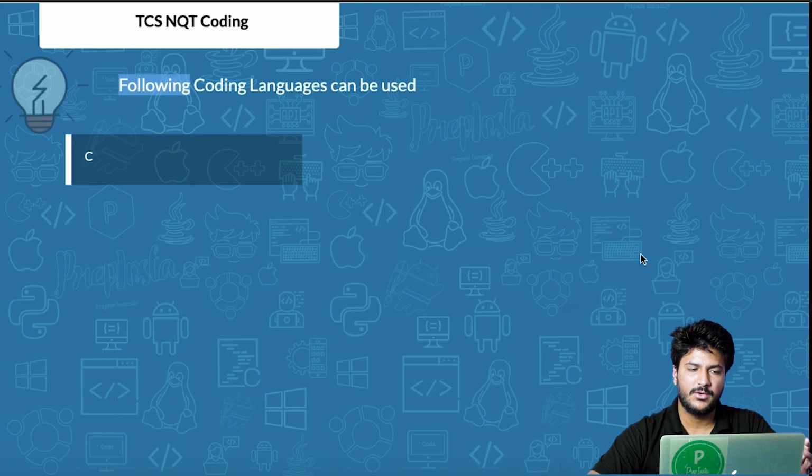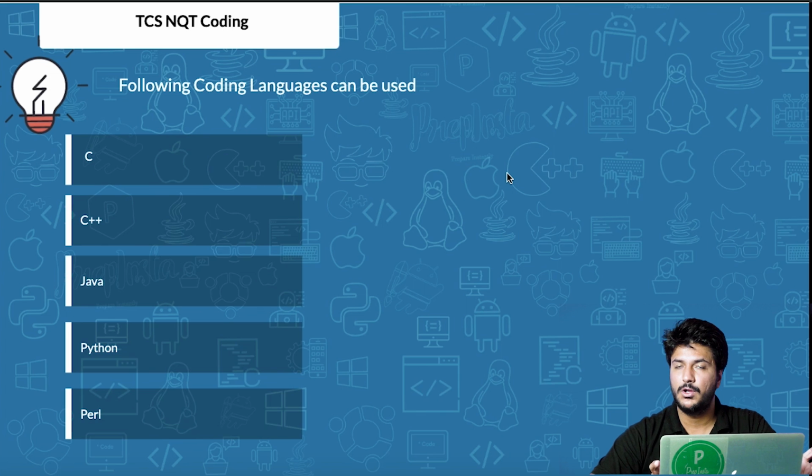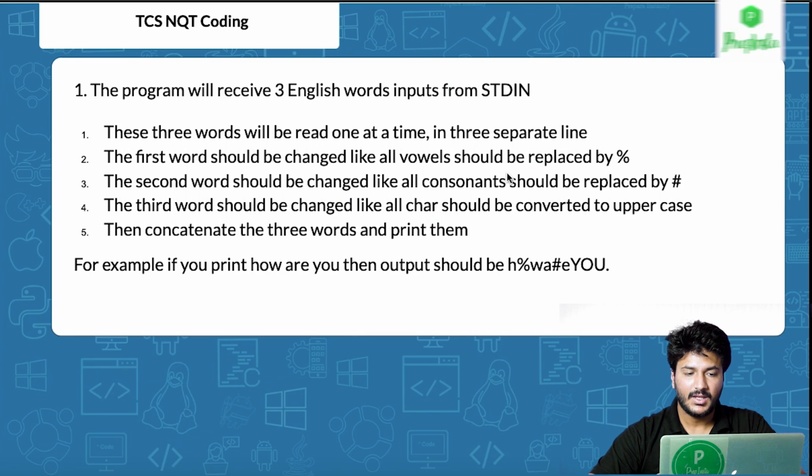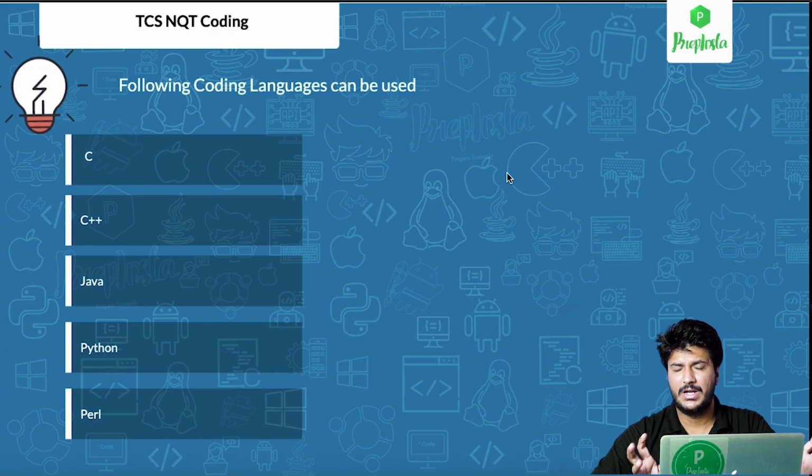In TCS coding questions, these are the languages that you can use: C, C++, Java, Perl, and Python. And for one question, the time given is 30 minutes. The question is going to be a little more difficult than it was last year, because they've increased the time for the exam by 10 minutes.